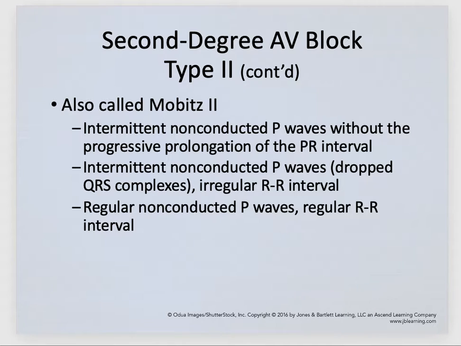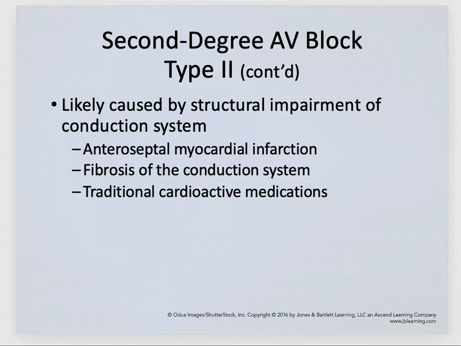Remember I told you type 1, second degree type 1, Wenckebach, Mobitz type 1, it is variable with progressively prolonged PR intervals. With this second degree type 2, it's not progressively getting longer, but we still do have those intermittent dropped waves. So dropped QRS that causes an irregular RR interval, no conduction.